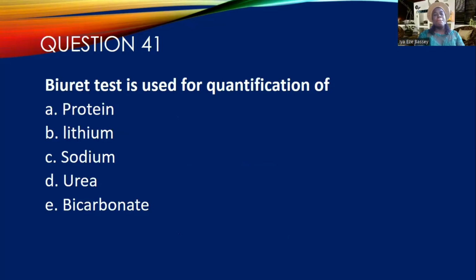Question 41. Biuret test is used for the quantitation of what? Of proteins, usually. For lithium, you use either AAS, atomic absorption spectrophotometry, or a flame photometer with a lithium electrode. Then sodium: flame photometer, AAS, urea diacetyl monoxide method, or the urease method. Bicarbonate, you could use back titration or any other suitable method. So biuret is for protein.